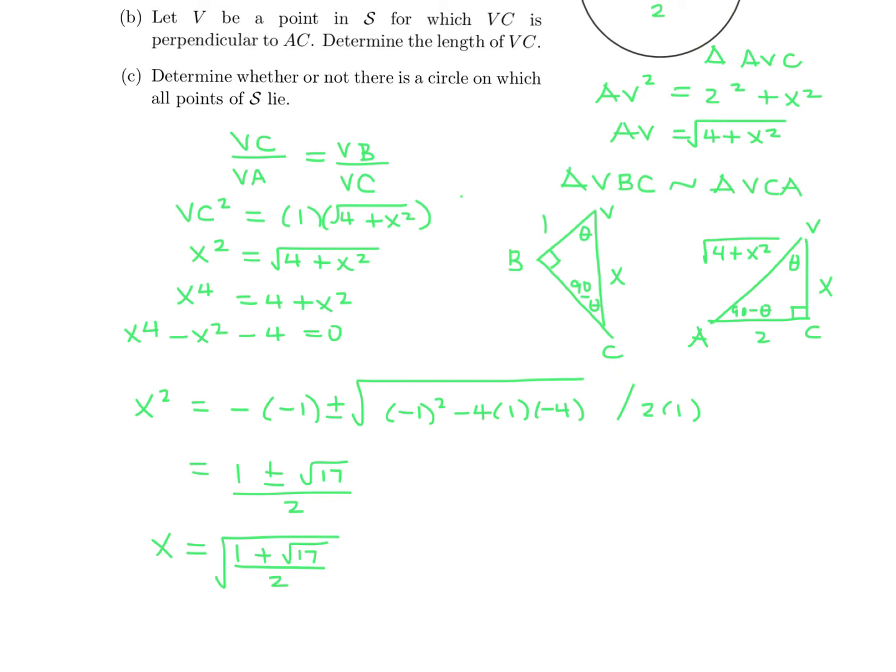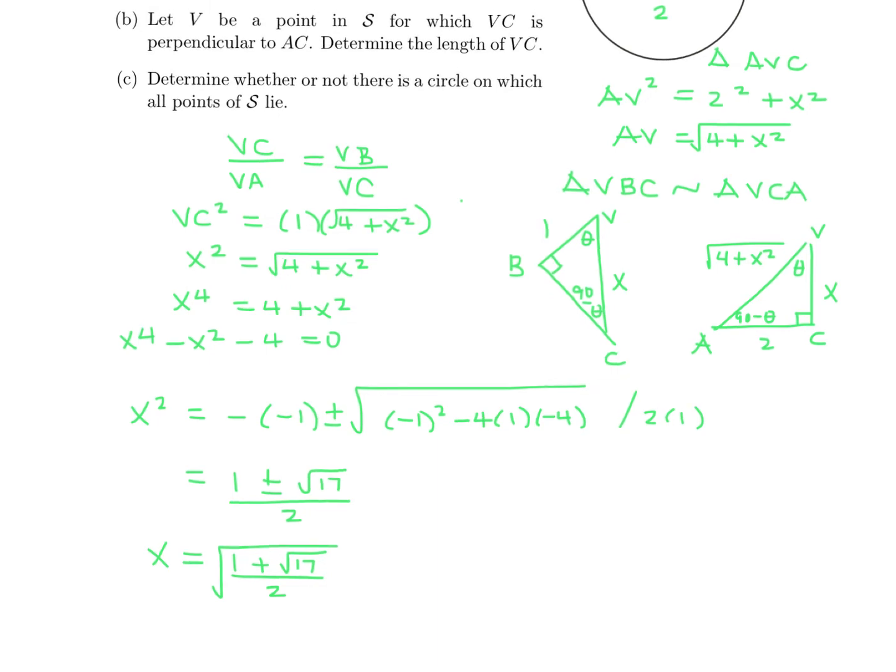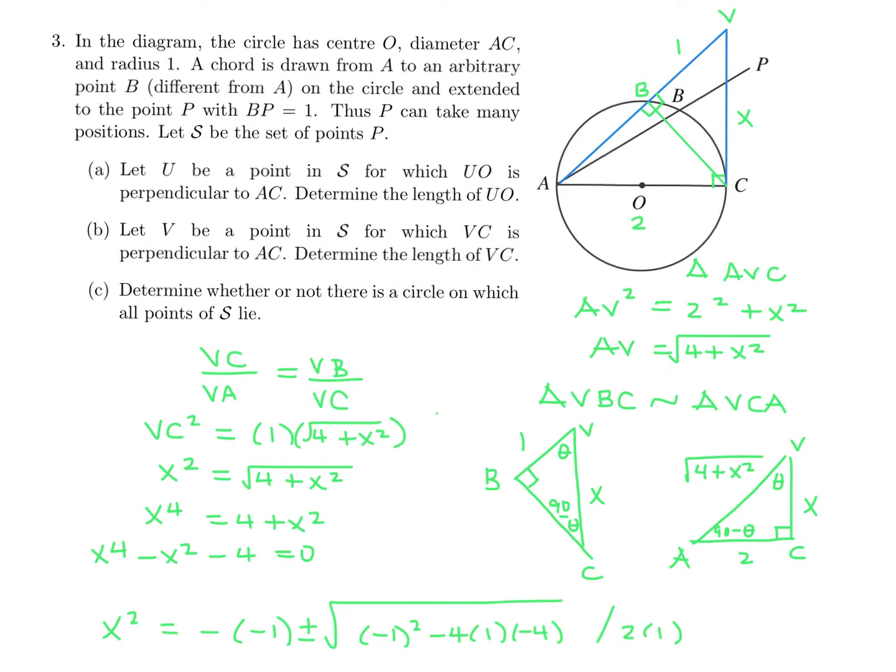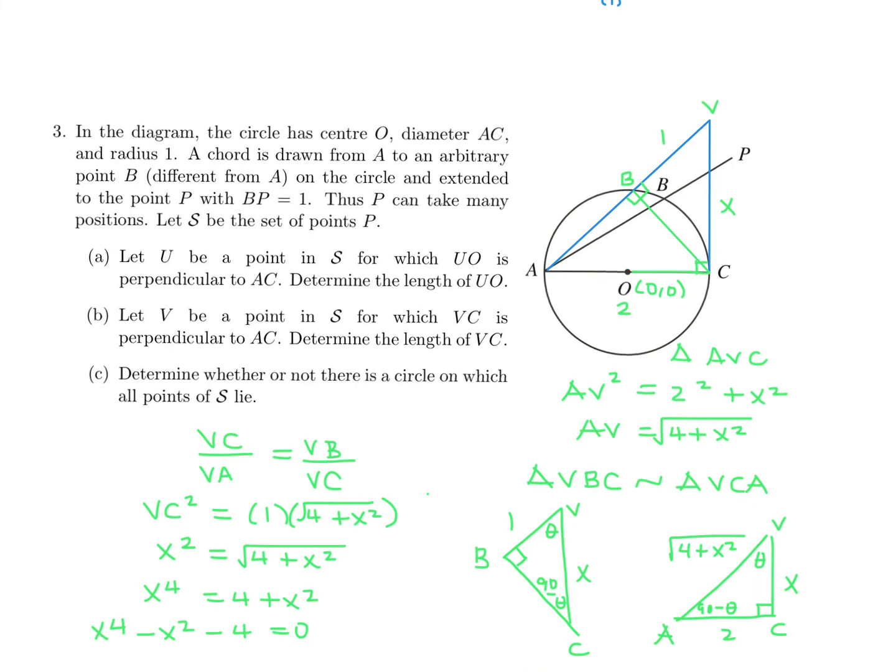Okay, so there we go. That's the coordinate, x coordinate. That's the length, actually, of VC. Okay, there we go. We just got the answer. And if this was on a coordinate system where 0 is the origin, 0, 0, and this is 1, the coordinates of V would be, let's see here, 1, and then the length of top to bottom, which we just figured out, is the square root of 1 plus root 17 over 2. Okay, great.